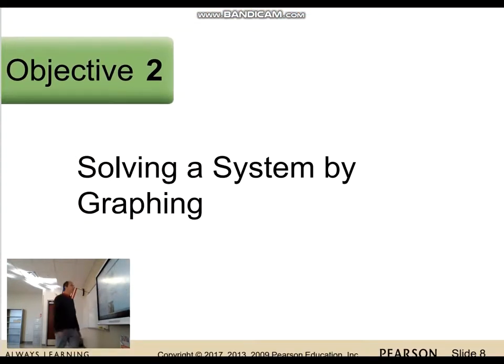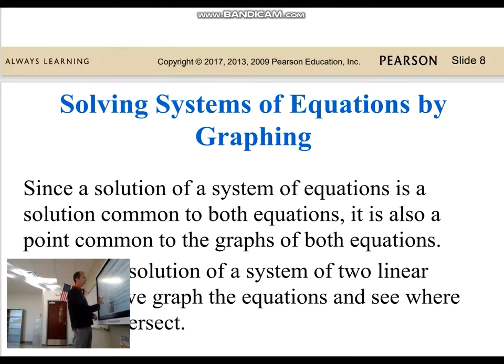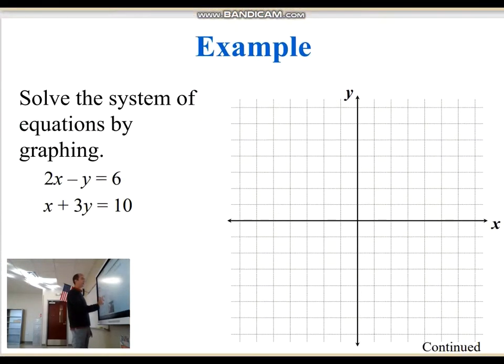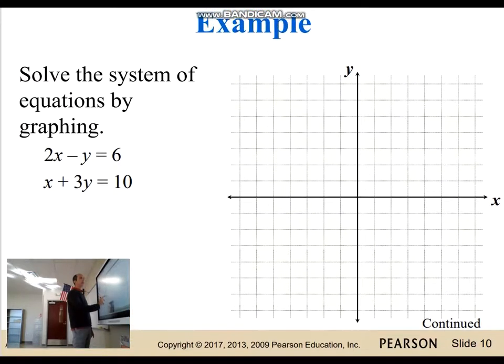Okay, next objective, number 2, solving a system by graphing. Since a solution of a system of equations is a solution common to both equations, it is also a point common to the graph of both equations. To find the solution of a system of 2 linear equations, we graph the equations and see where the lines intersect. Let's work on this example here.